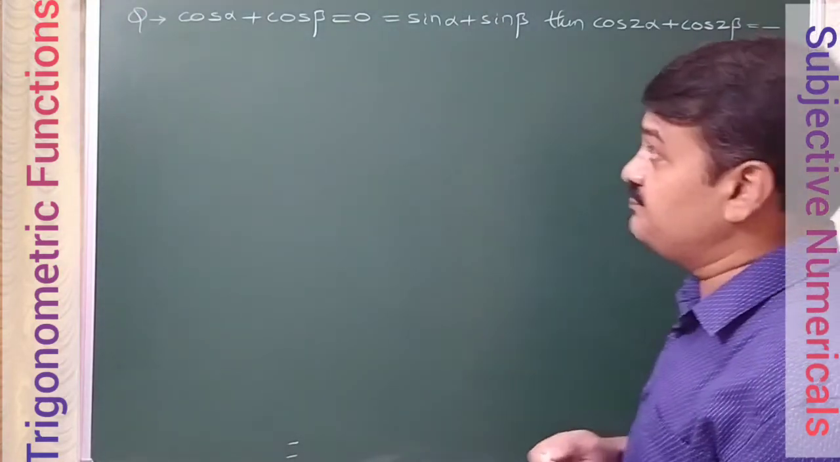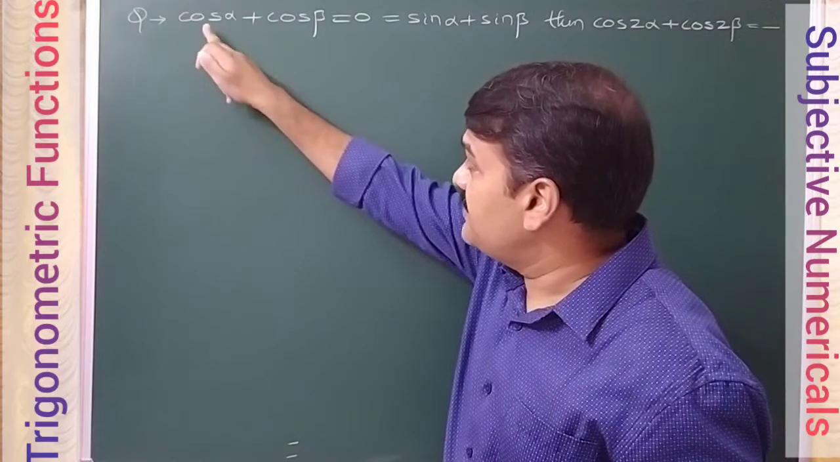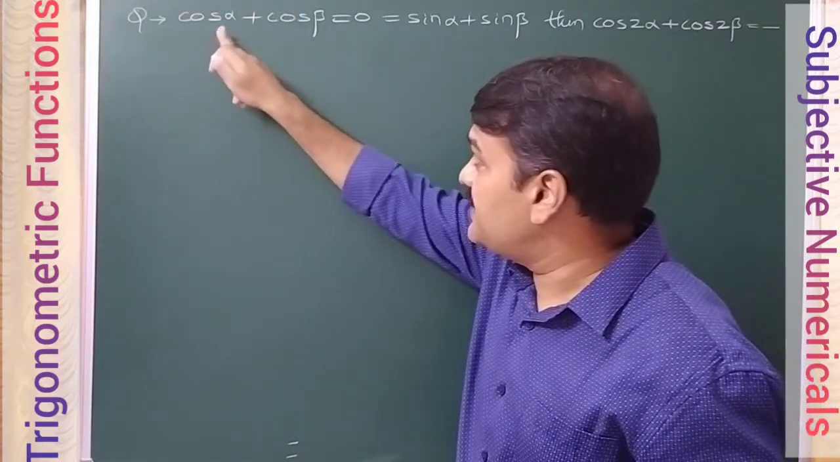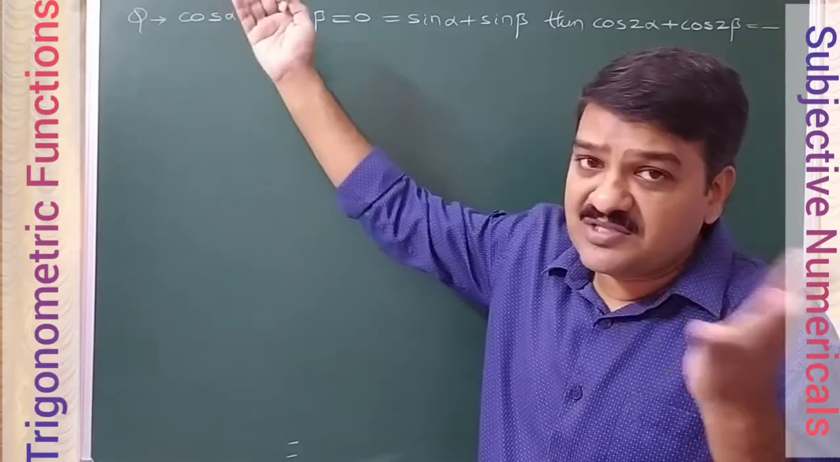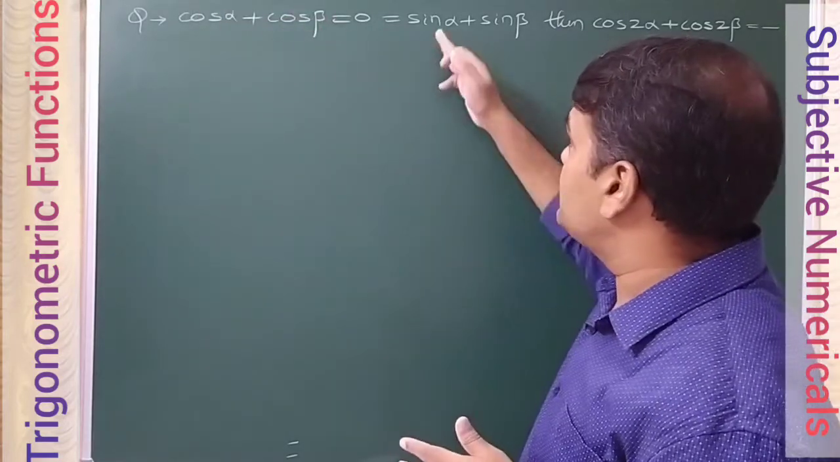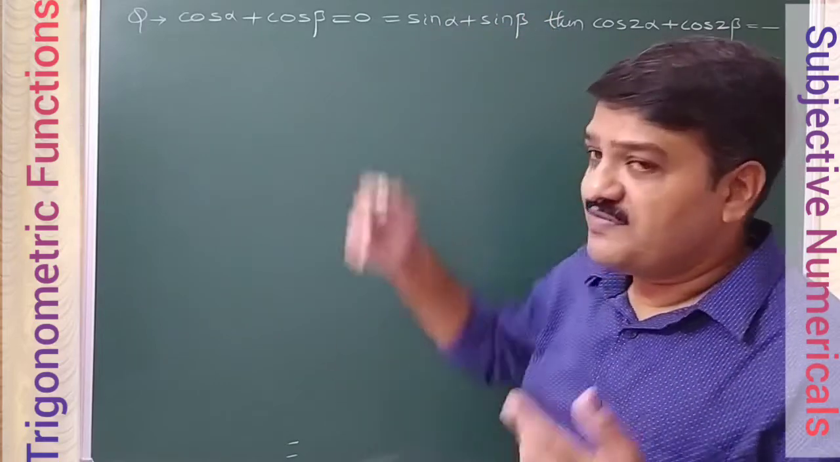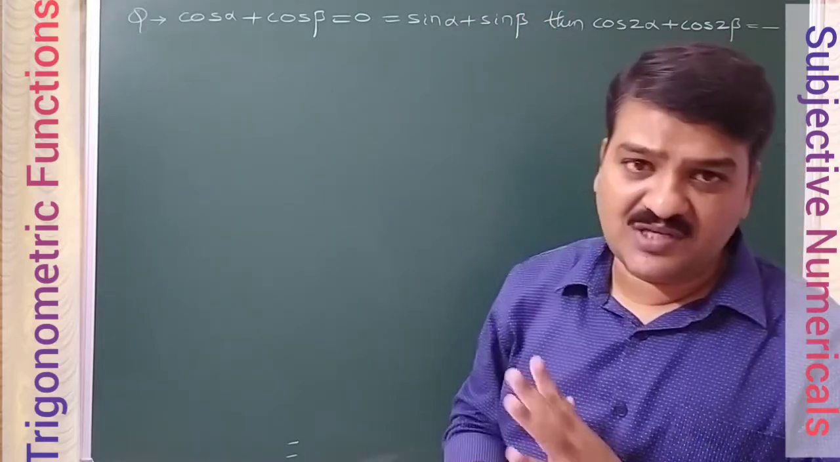We have to find the value of cos 2 alpha plus cos 2 beta. Basically, we will take cos alpha plus cos beta, which is cos C plus cos D, and we can use the transformation formula. Similarly for sin C plus sin D, we can use the transformation formula. That is one process of solving.